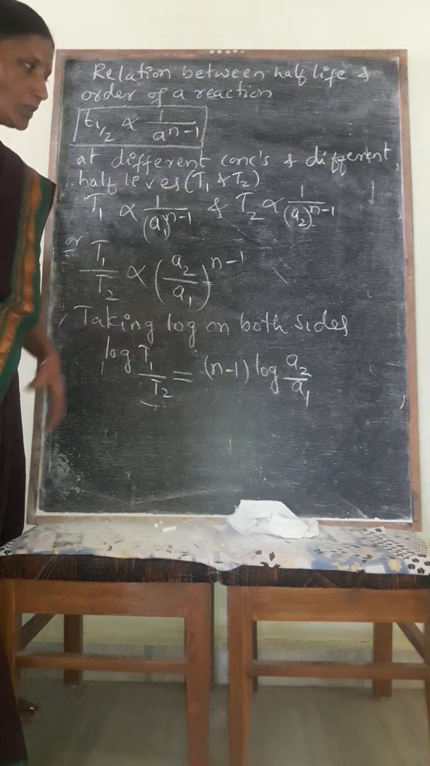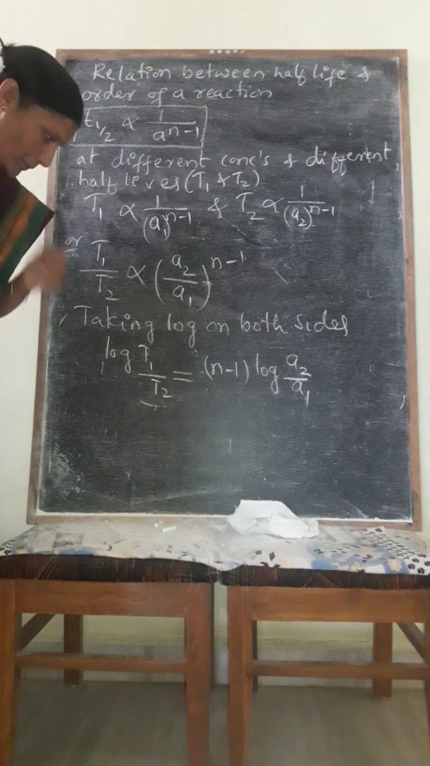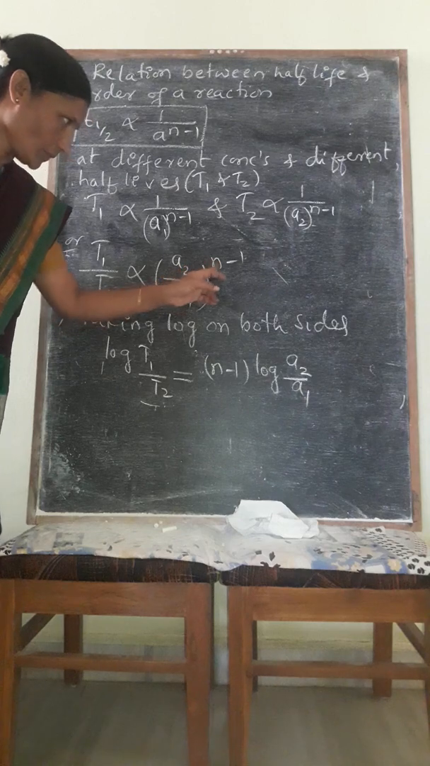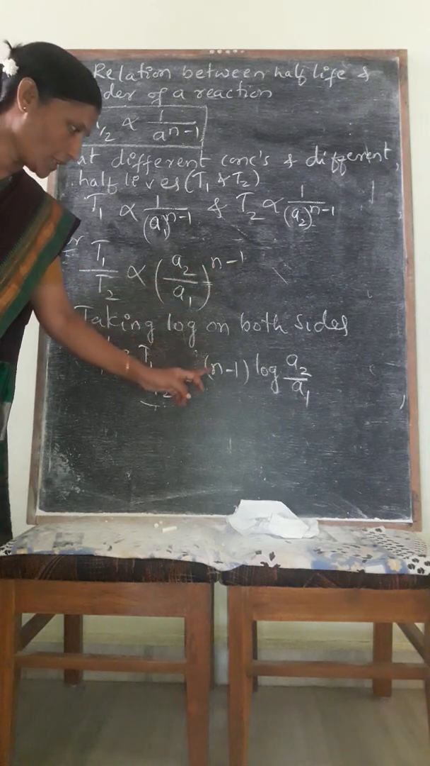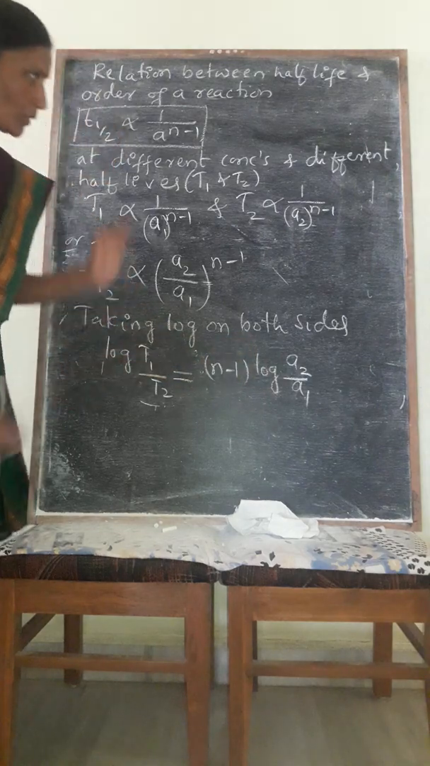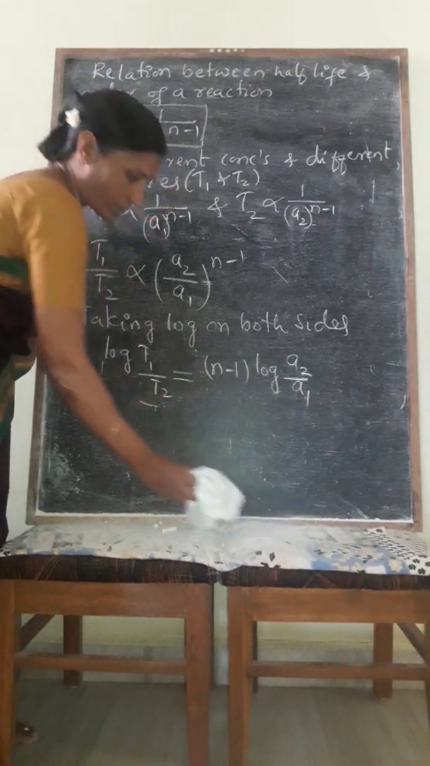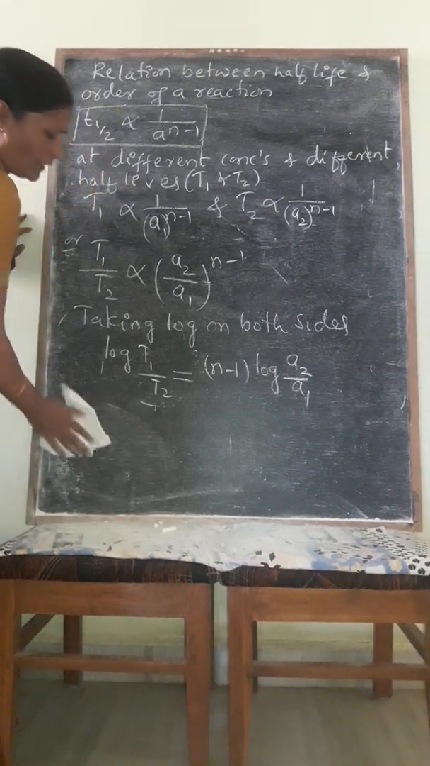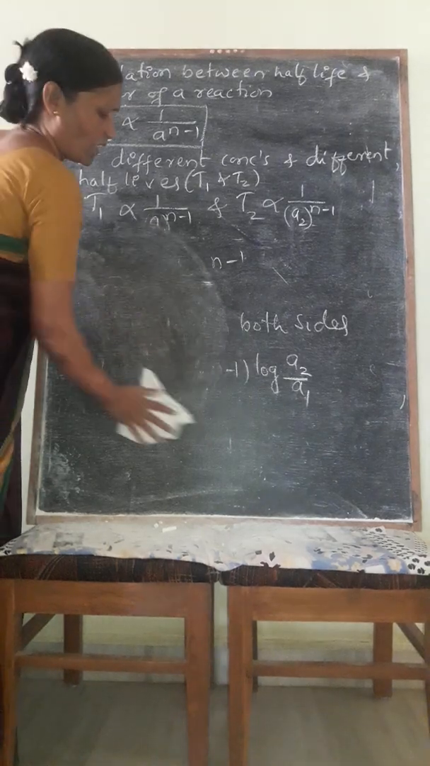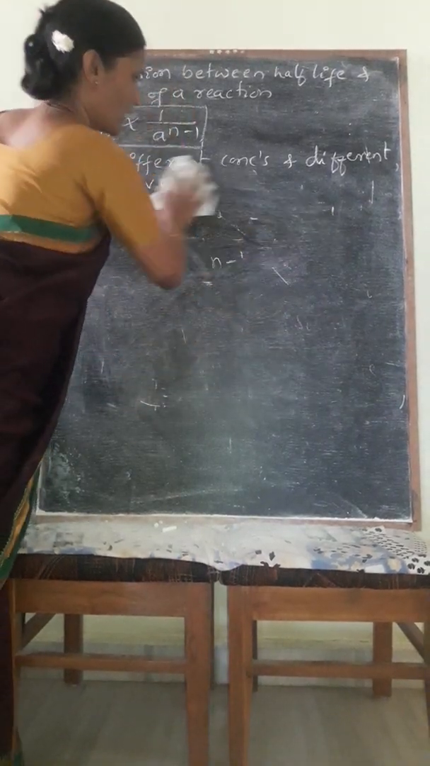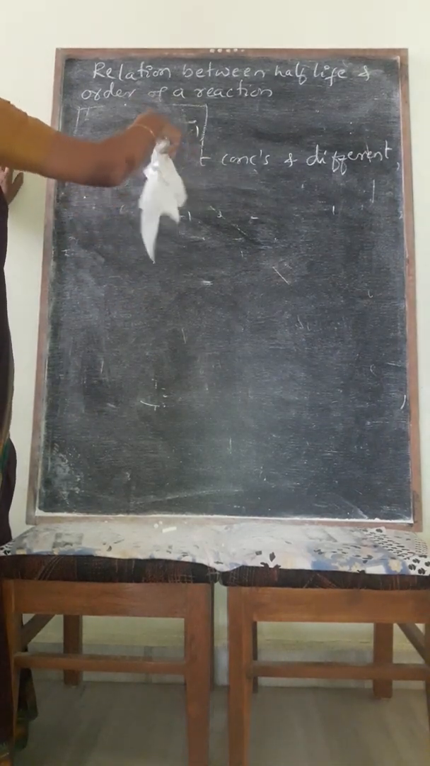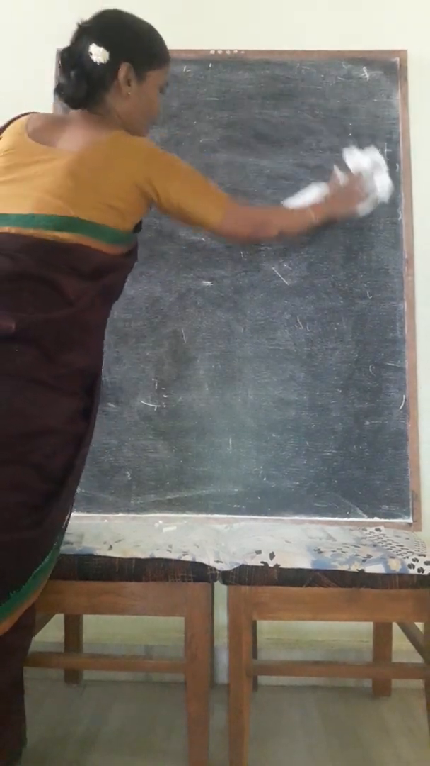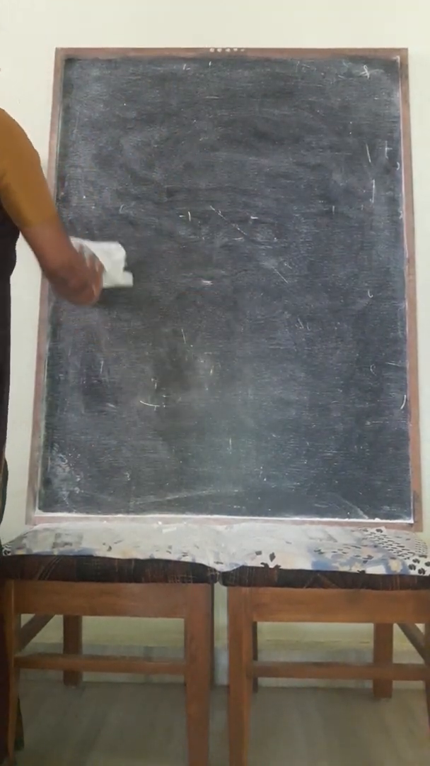Taking log on both sides, log T1 divided by T2 is equal to n minus 1 times log A2 divided by A1. So, this is again a formula used for problem solving. Up to this, we have covered the applications and derived forms of zero order and first order reactions, as well as half-life period: definition, formula, and relation with order of a reaction.